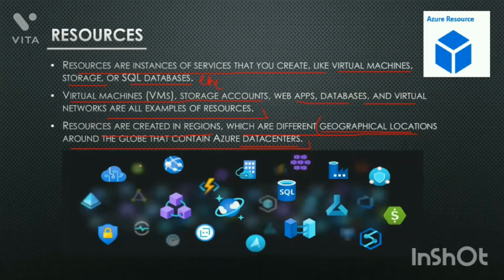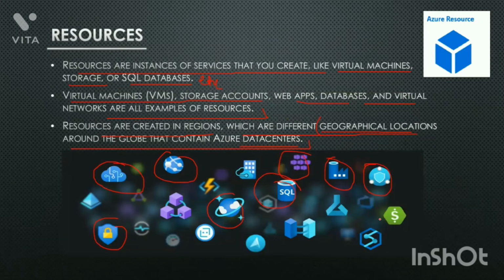So resources, as I already mentioned, are like virtual machines that we create in the Azure portal. Like this is a resource, which is Azure Cognitive Services. This is a security group. This is Cosmos DB. This is a web app. This is SQL server. Like that, we have so many resources in Azure, with 200 plus services.